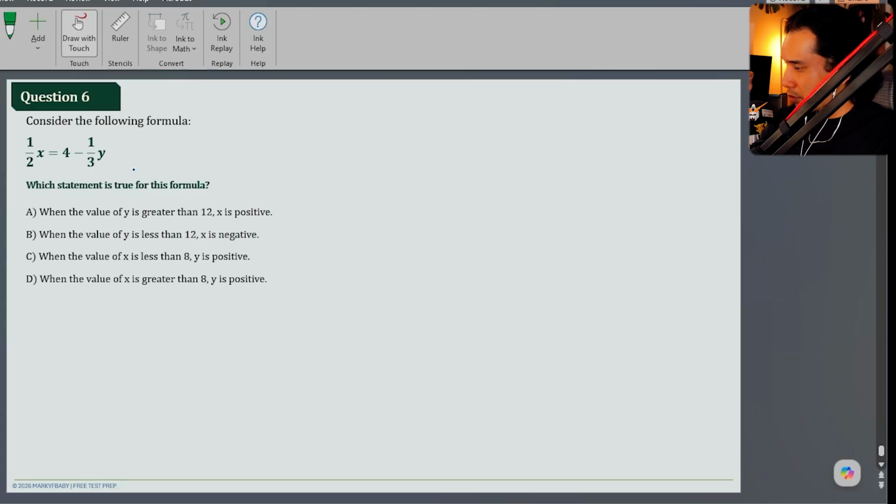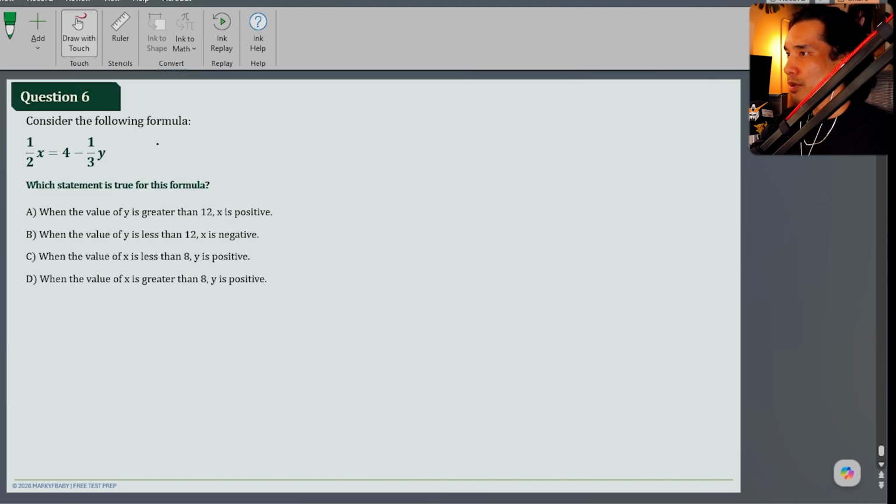The first thing that we are going to do, we're not going to plug in 0 for x or 0 for y. The first thing we're going to do is we're going to clear this fraction. So how can we clear this fraction? Well, we have to make sure that whatever we multiply the formula with, we must do on both the left and the right side. So a number we can multiply this formula by is 6. So let's go ahead and do that.